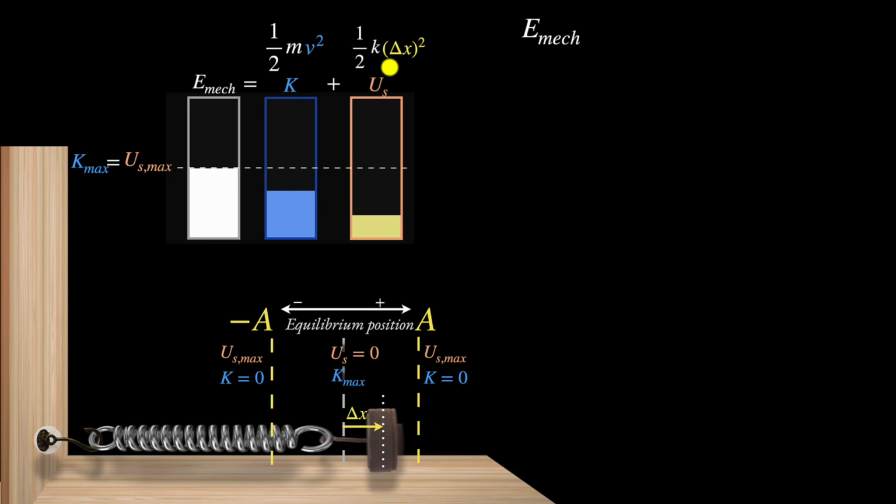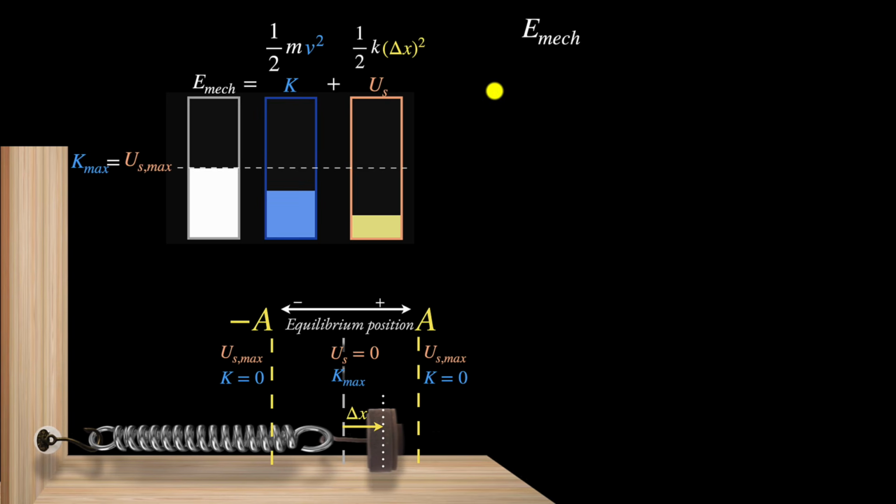That's what we want to figure out. So that won't be useful. But instead I can say, hey, my mechanical energy is basically maximum kinetic energy, right? But I don't know what the maximum kinetic energy is, so that won't be useful as well. But hey, I can write mechanical energy as maximum potential energy.